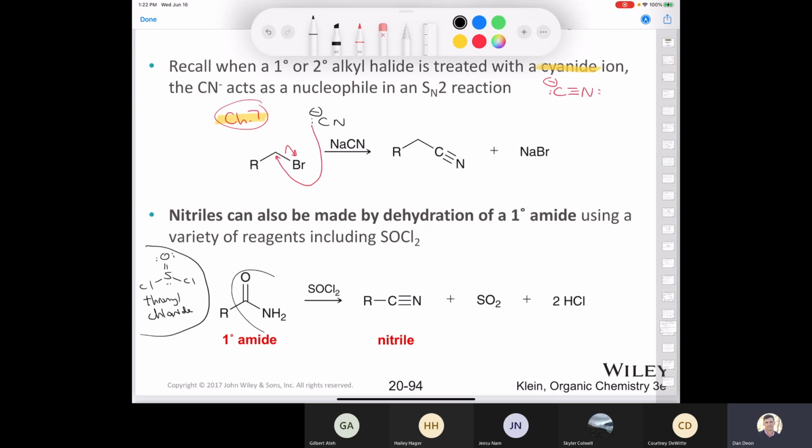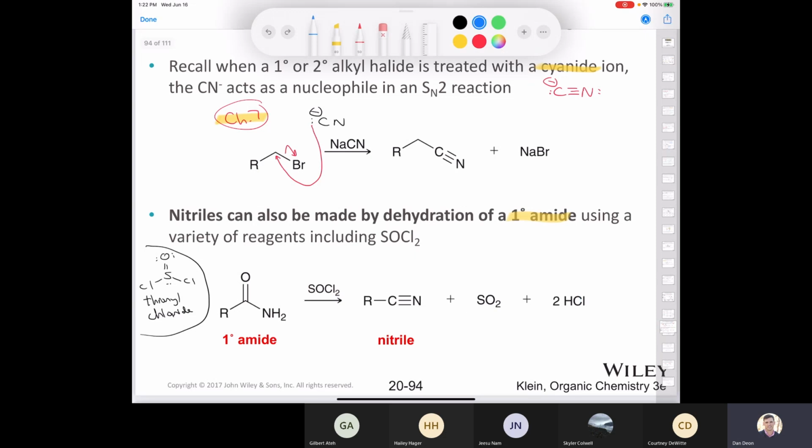So if you have a primary amide, and again, this only works with a primary amide, you treat it with thionyl chloride and you end up making a nitrile. Overall, you're losing water, not in the form of H2O, but you do lose these two hydrogens and this oxygen. So it's essentially a dehydration reaction. We don't write minus H2O here, because you're not forming water.